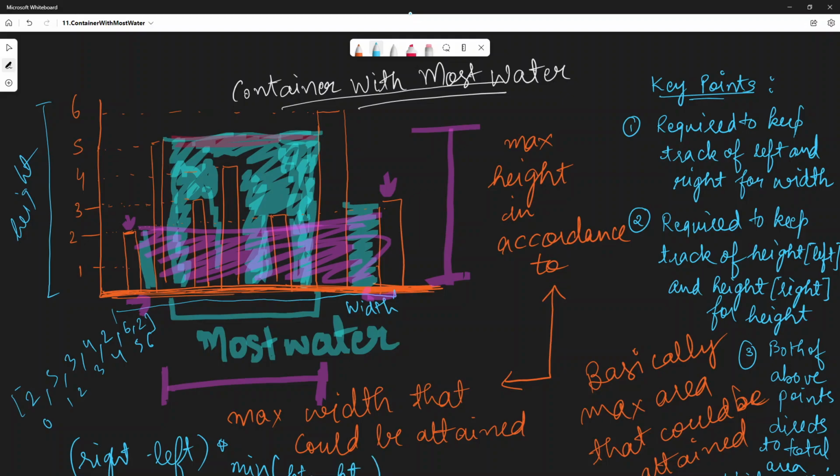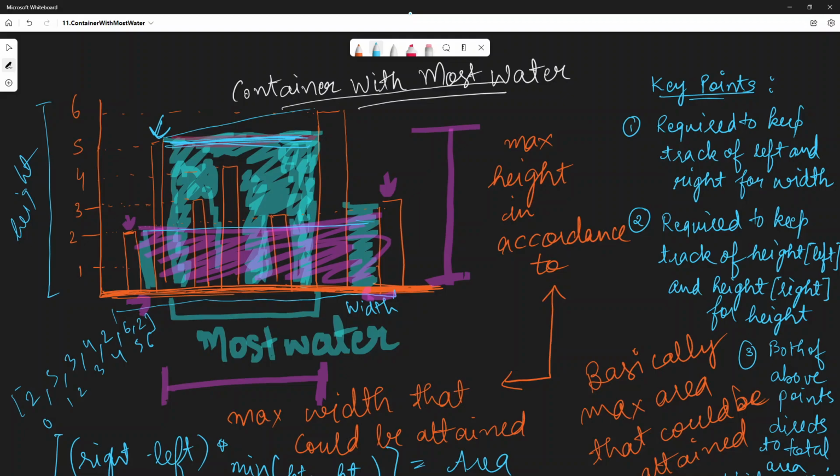Means whatever would be minimum, because water would be filled only up to the position where it is minimum. Means it could fill till this. This is some extra portion, means water can't be filled like this because it is simply a plane, right? So that's why we are required to keep track of the minimum of height of both of them. But at the same point, we would be having a variable area which will update whether this particular height is maximum or this particular height is maximum.